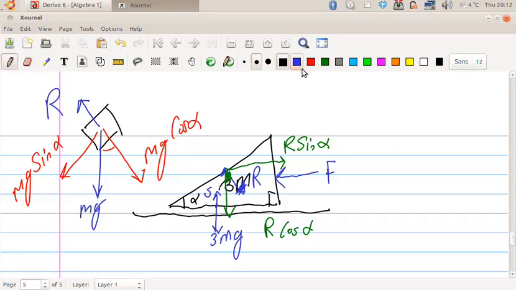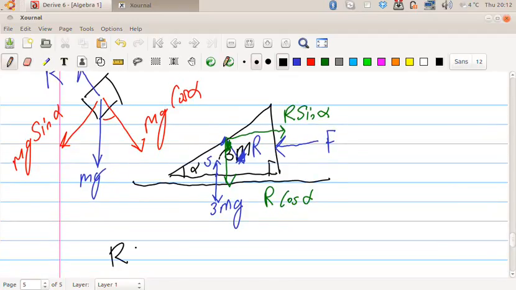Prove that the reaction between the wedge and the horizontal surface is that. Now what's a little bit different about this one compared to what we used to do is that it's not moving, which means there's no acceleration here. And that's actually a good thing. It makes it easier for us because it means all the forces must balance. So when you look at this one here, the forces going to the right would be R sine alpha. It's only that one, isn't it? And that must equal the forces going to the left, which is F. And then the forces going up, which is S, must equal the forces going down, which is 3mg plus R cos alpha.